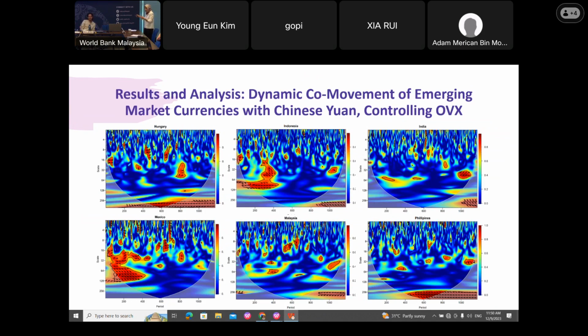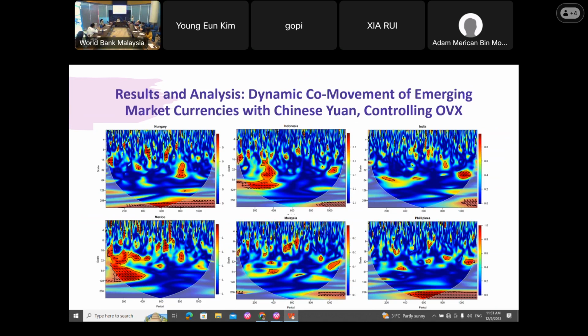Same thing when you control for the US Treasury or for the global factors. For example, in Malaysia, when you were not controlling, you have a huge bottom in the bottom right. But this is not as significant. This is not significant. You see, this one is when you control for the oil volatility, and the red patches become small.